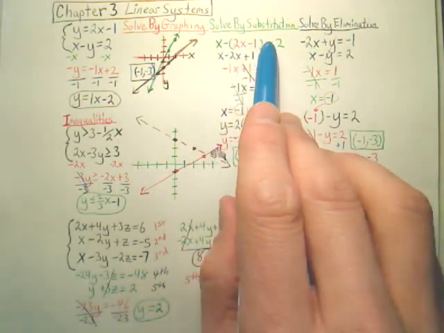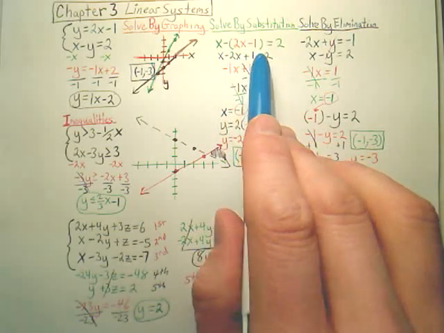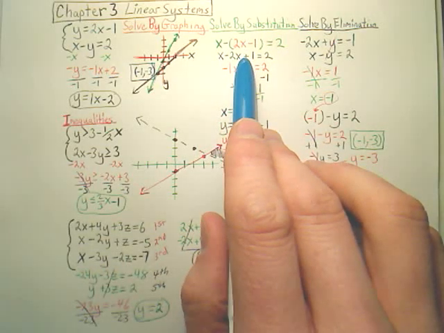Now a lot of people make mistakes solving this. See that negative? It actually distributes, so that becomes a positive 1. And then you just solve.